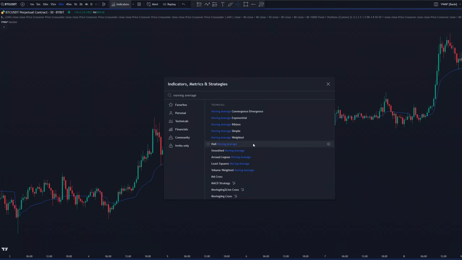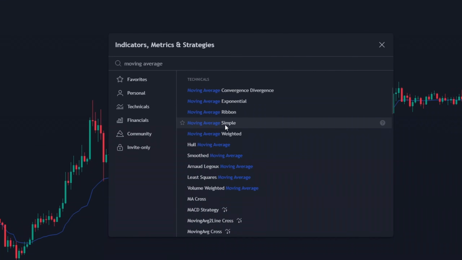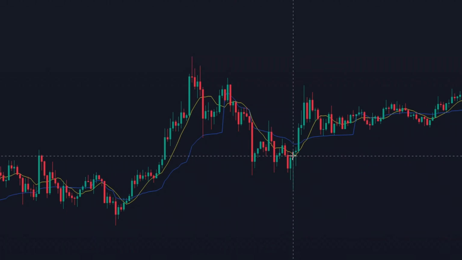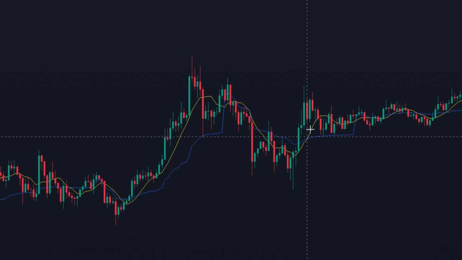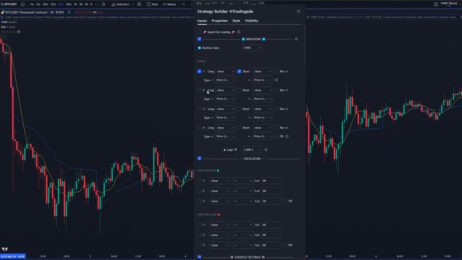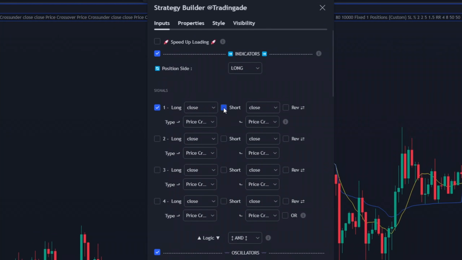Along with the VWAP, we will use 2 moving averages, the simple moving average and the EMA, the exponential moving average. Let me disable the EMA because we don't need it now. The main entry rule of this strategy is that we enter in a long position when the simple moving average crosses over the VWAP line, whereas we enter in a short position when the simple moving average crosses under the VWAP line. By opening our strategy builder, we will set here only long position, so we can disable short positions.